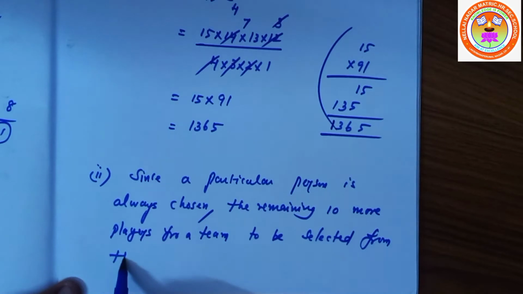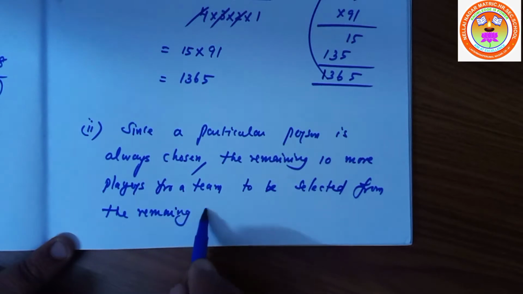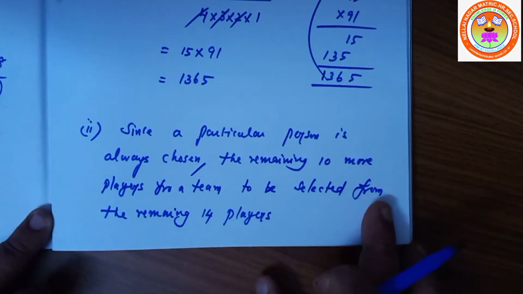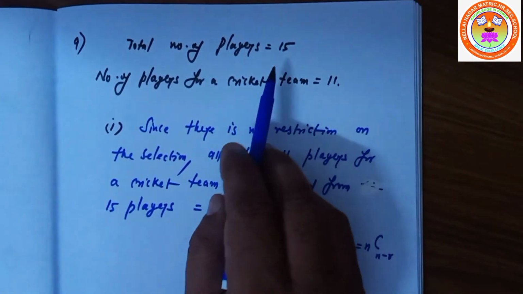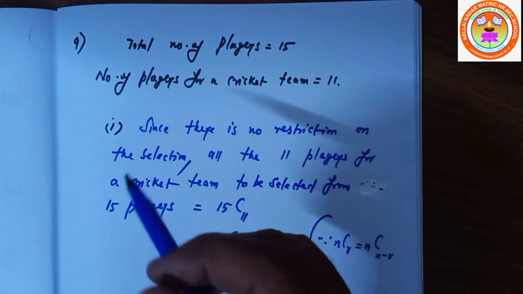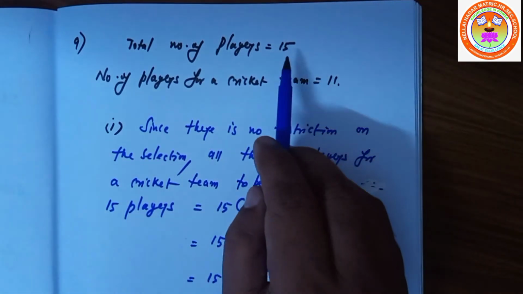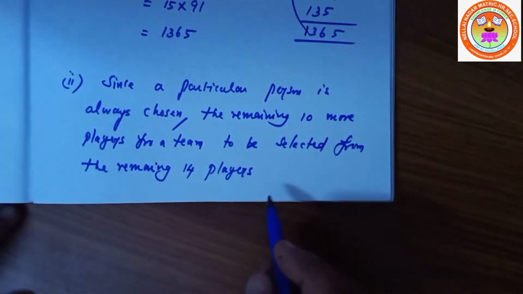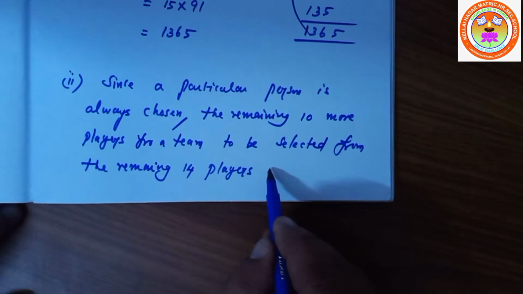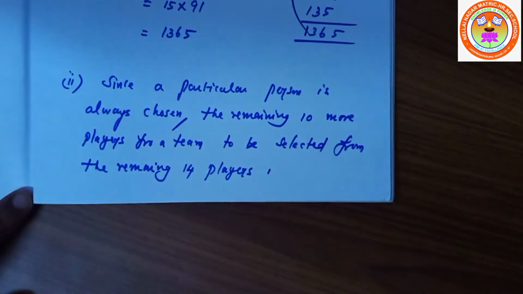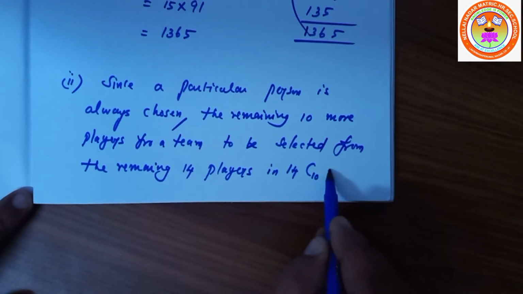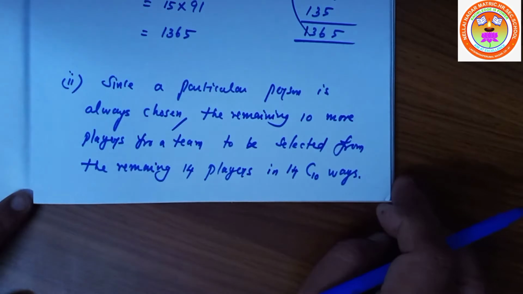from the remaining 14 players. Why have I taken that 14 players? Because out of 15 players, one has been selected always. So we have only 14 members. So out of 14 in 14C10 ways. 14C10 ways.